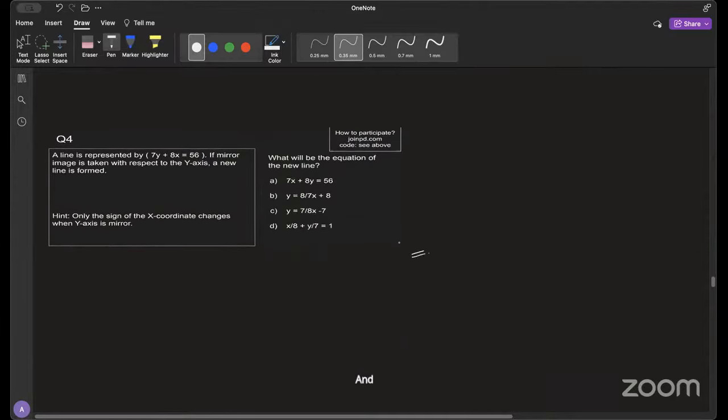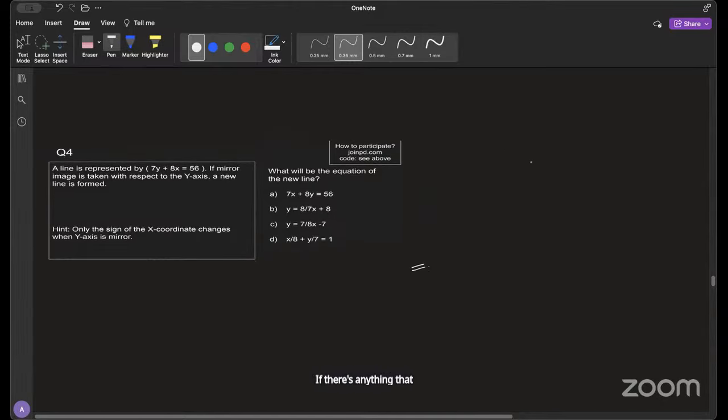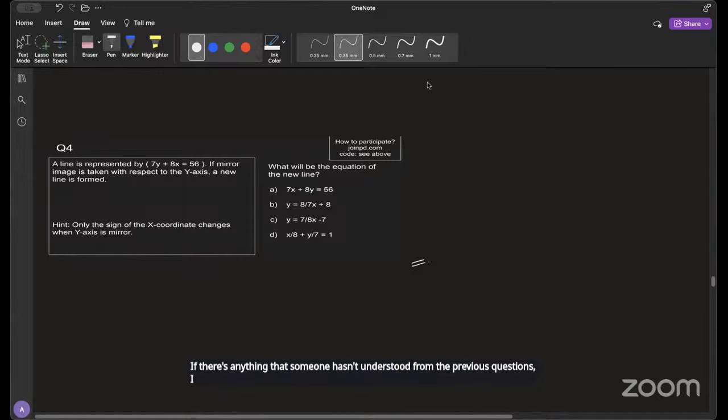Okay. Then give this question a try. If there's anything that someone hasn't understood from the previous questions, I can repeat that. Meanwhile, others can try this one.